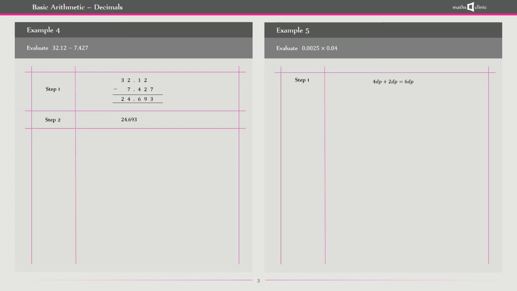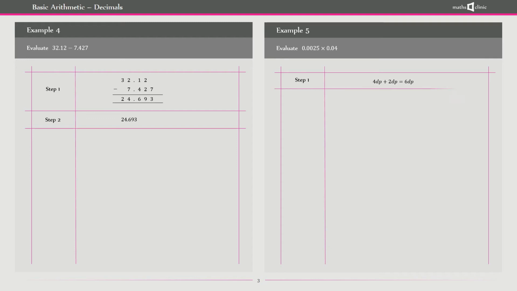Now there's just one rule when you multiply decimals. Because you have 6 decimal places from the two numbers, your final answer must have 6 decimal places. Okay, your final answer would work with 6 decimal places. All right, and here's how you go about it.